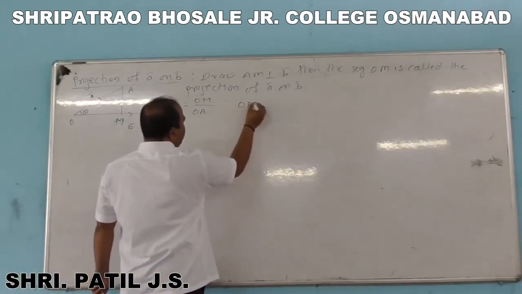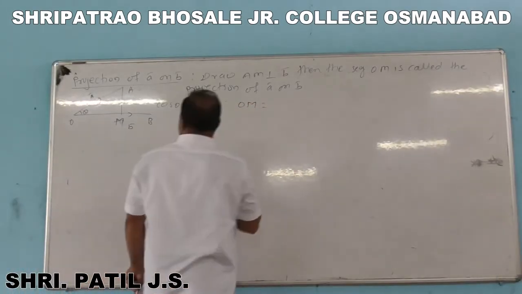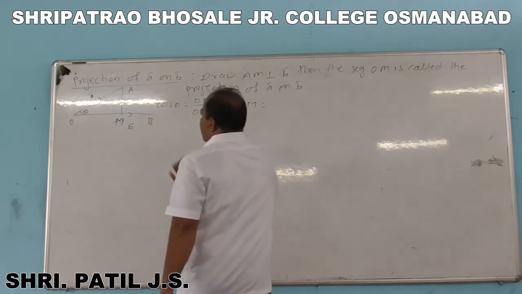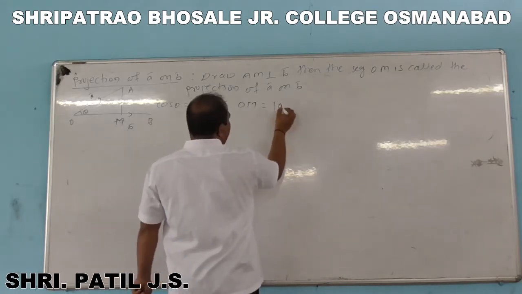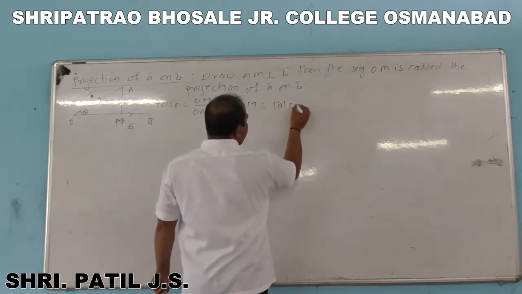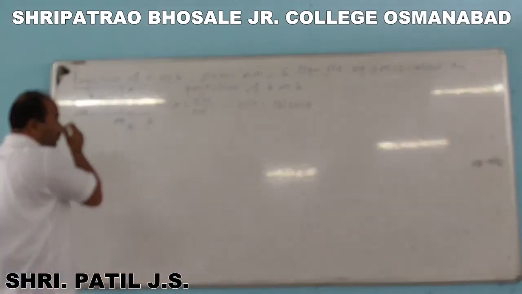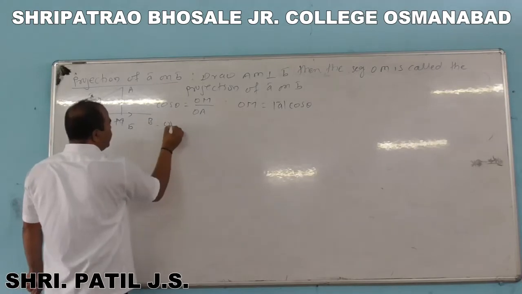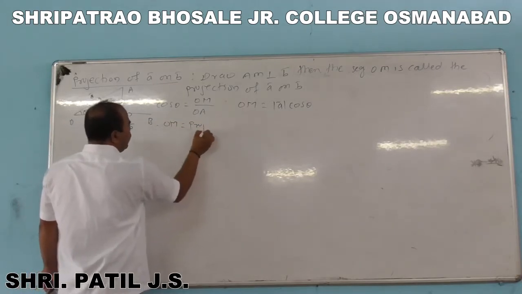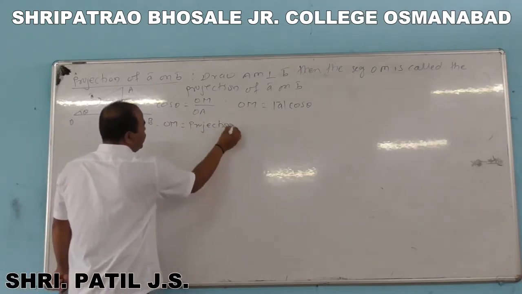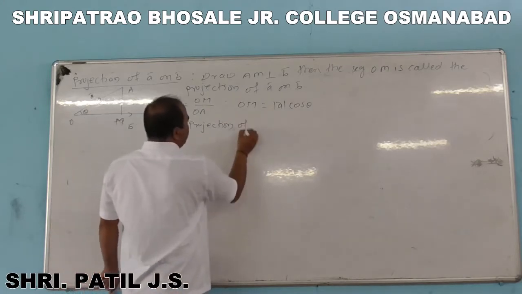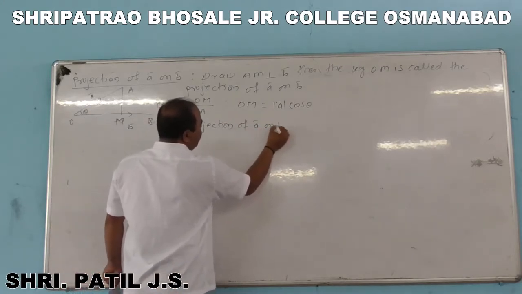Therefore, this OM equal to OA means vector A, that means it is magnitude of A bar into cos theta. Therefore, this OM is projection of A bar on B bar.